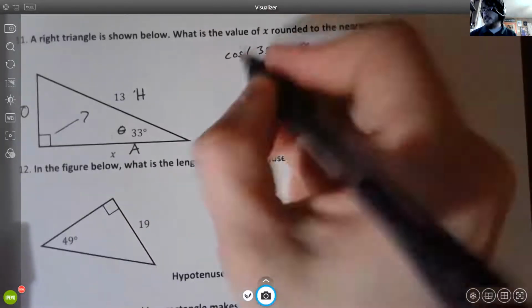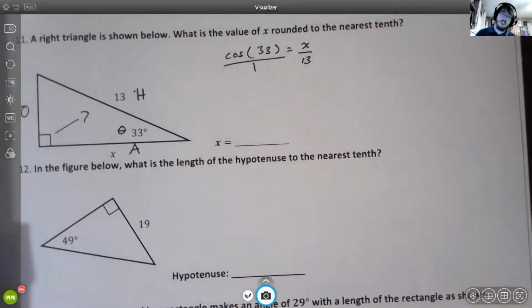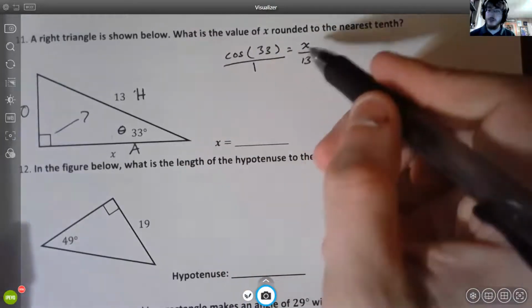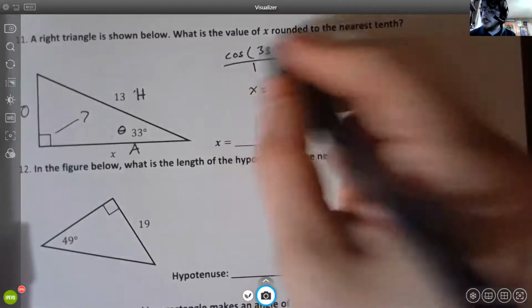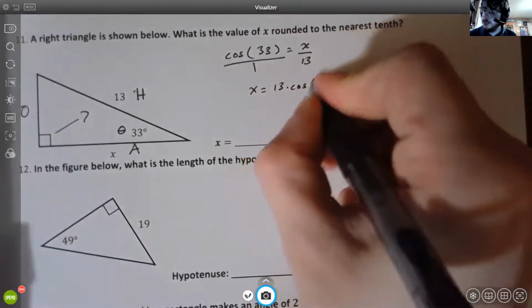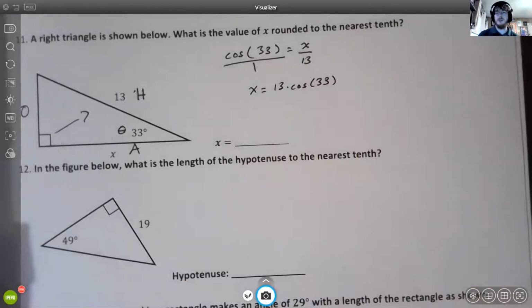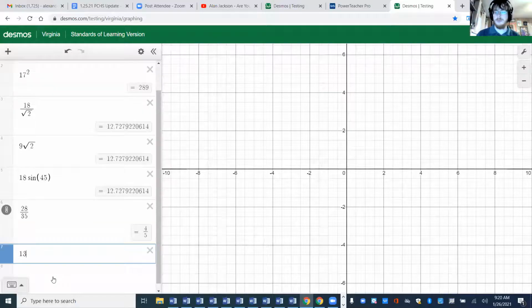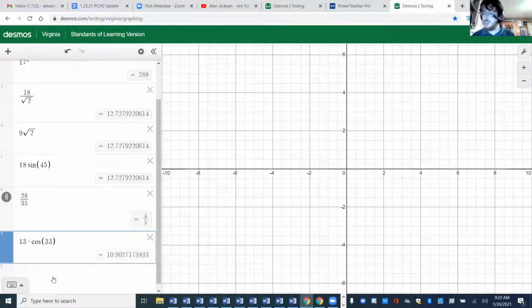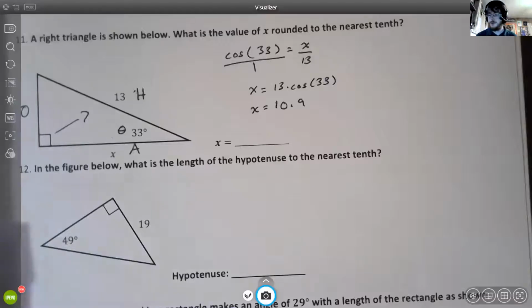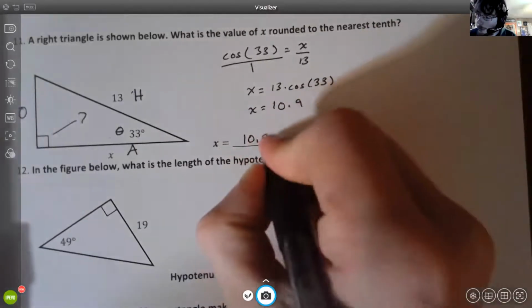We have a fraction on the right side. We're going to make the left side a fraction as well by putting it over 1. And then we're going to cross multiply. So X times 1 is X. 13 times cosine of 33. If we type that into Desmos, you end up getting X equal to 10.9 because it wanted us to round it to the nearest tenth. So X is equal to 10.9.